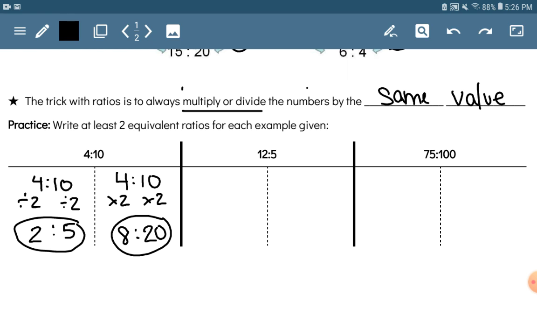Moving to my example in the center, starting with 12 to 5. I'm going to start by trying to think, do they have any common factors? I would eventually figure out that no, I cannot divide them by the same number, so my only choices here are to use multiplication.